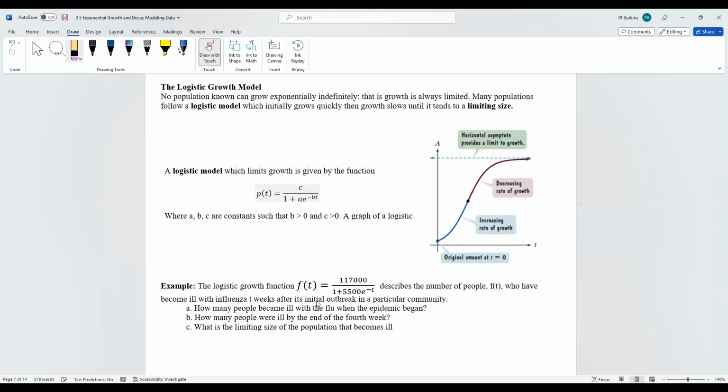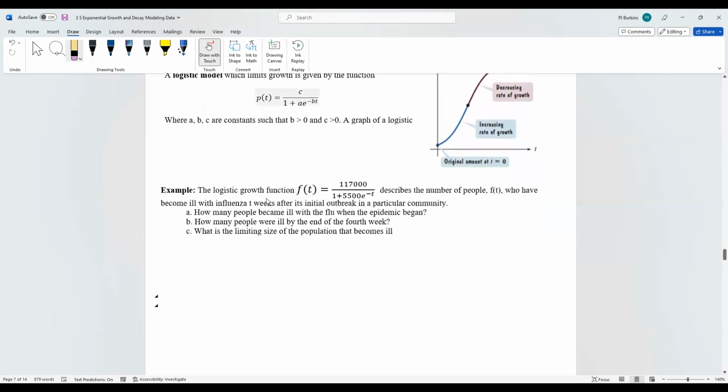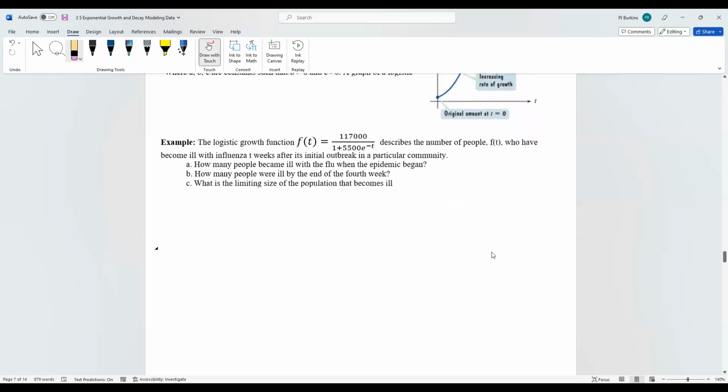So let's look at an example. Right here we have the logistic growth function that describes the number of people who have become ill with influenza T weeks after its initial outbreak in a particular community. How many people become ill with the flu when the epidemic began? If we're asking when it began, that should be when T is 0. Okay, so let's plug in for A, T equals 0.